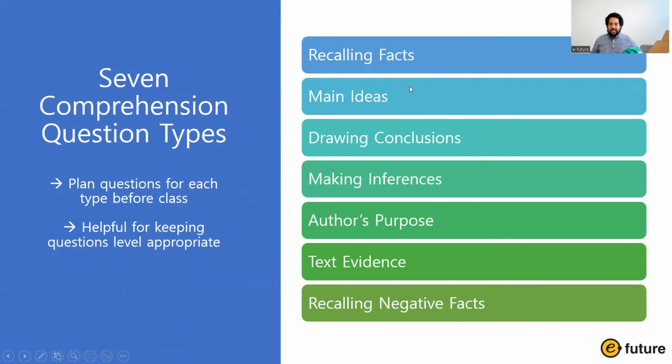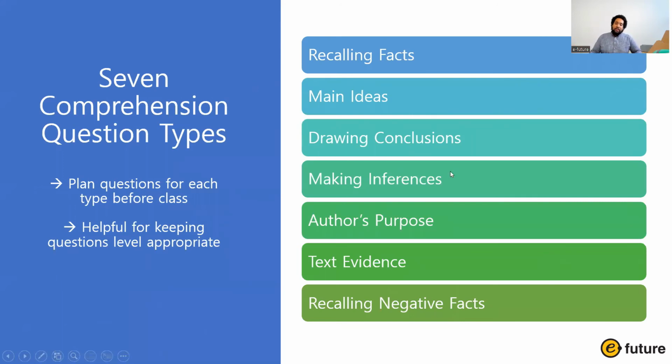Main ideas are a little bit more complex because they deal with the whole story, but you can ask things like what is the lesson in the story, or for nonfiction, what are we talking about? So with that last story, it's what is the story about? It's about inventions. What is an invention? It's something new that people make.